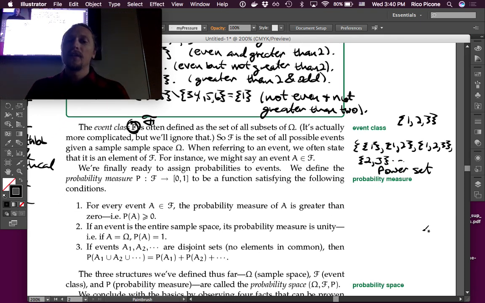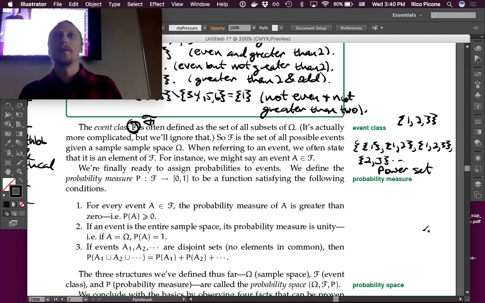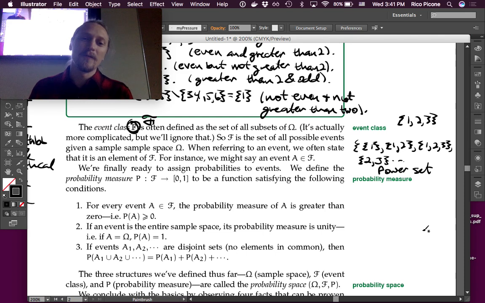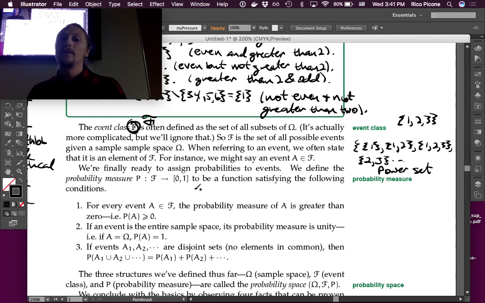We're finally ready to assign probabilities to events. I know I was talking about how this is going to be probability, but we've just talked about sets mostly and events. Now we're ready to talk about probability. So we define the probability measure, which we'll typically refer to just as probability, to be a function from this event class. It takes an event and gives you a value between 0 and 1. Okay? So it's a function satisfying the following conditions.